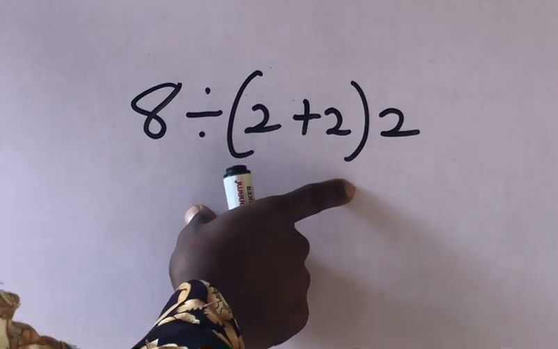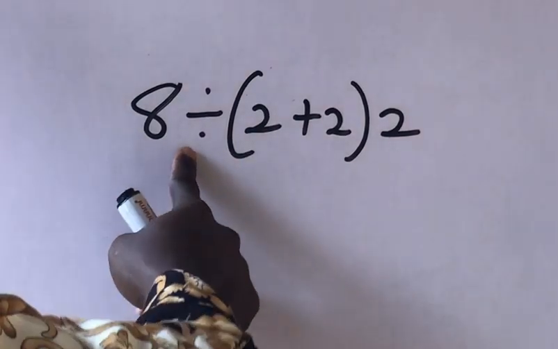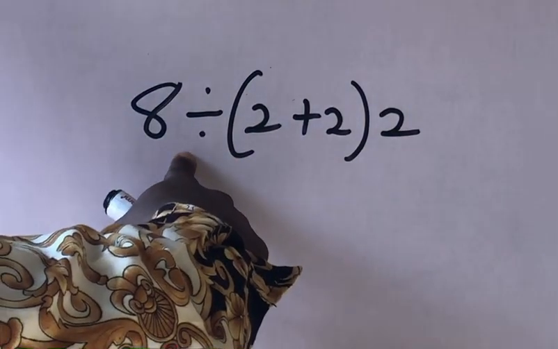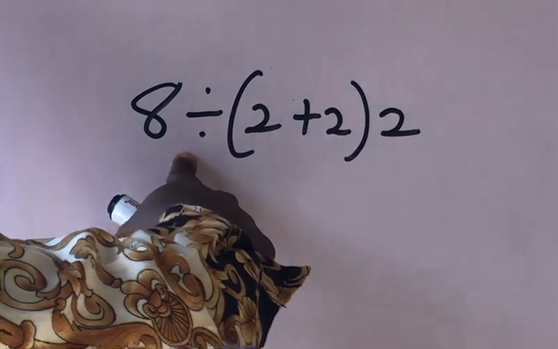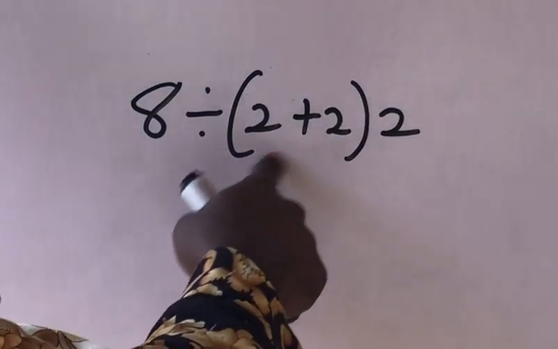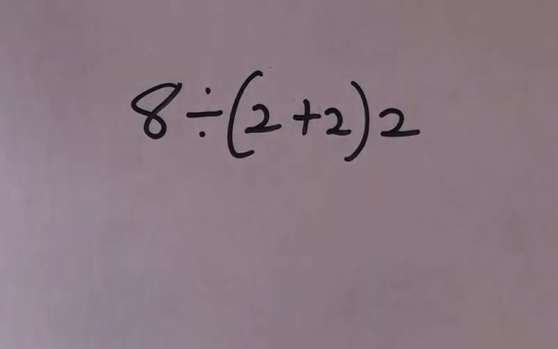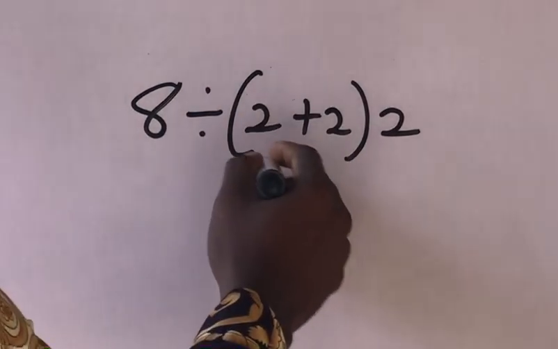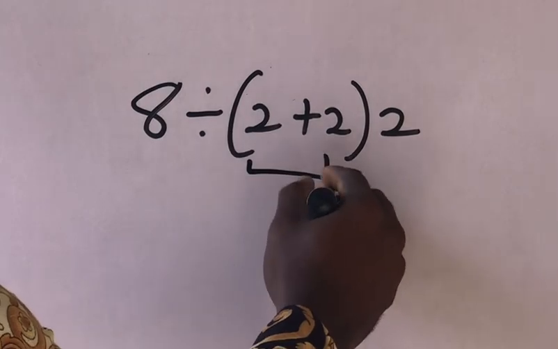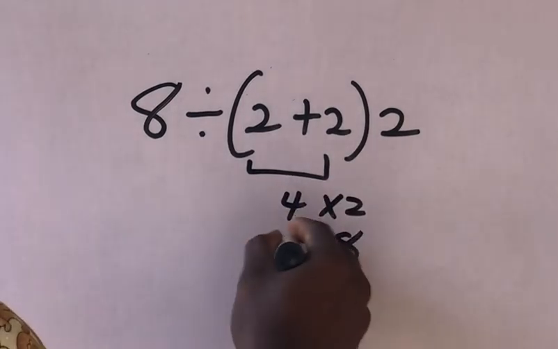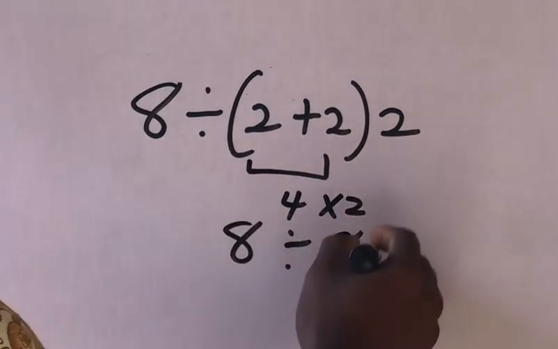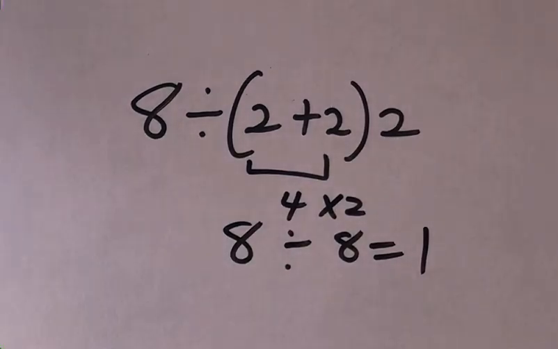We have a problem on the board. It's 8 divided by (2 plus 2) times 2. Now, this kind of problem, how do you do it? This will give us what? 4 times 2, which is 8, divided by this 8, which is equal to 1. But this answer is not correct.